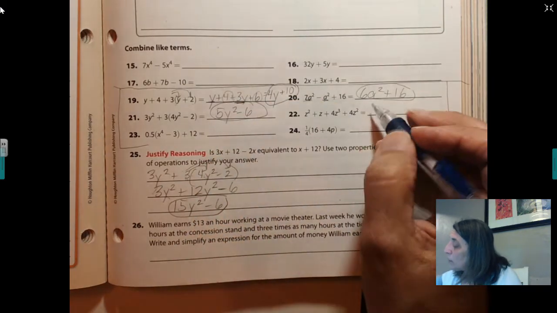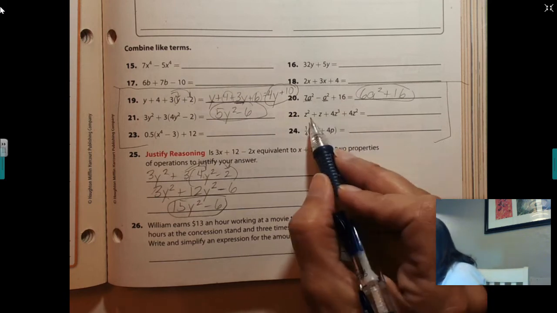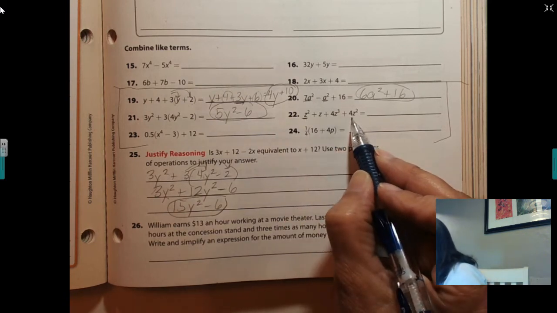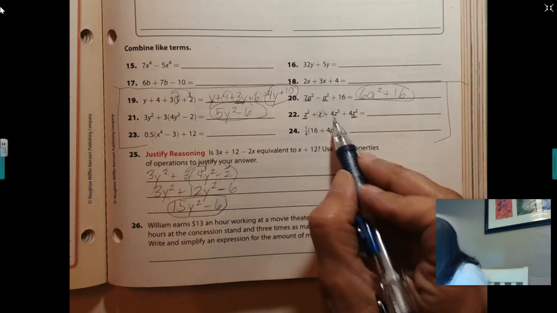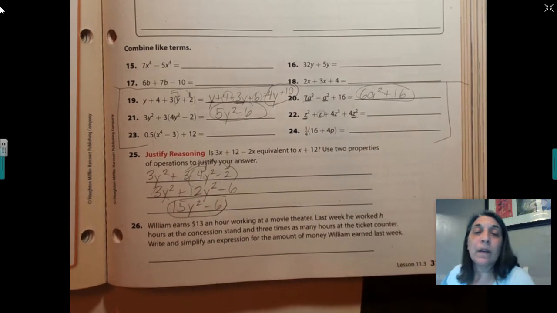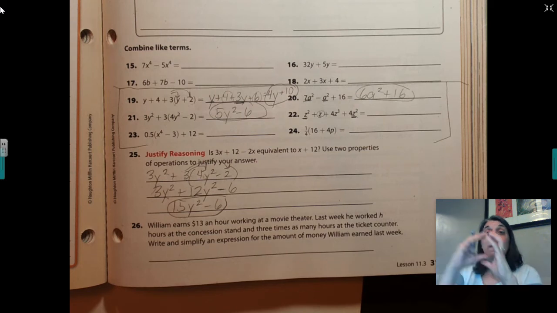Okay, this one doesn't have the distributive property, so I can work it. Let's see. That's z to the second power. This has z to the second power. That's z by itself, and that's z to the third. Woo! Okay. I'll start with my z squares. Actually, usually when you're combining like terms, you usually put the term, the variable with the largest exponent first, and then the next smallest exponent, and then the next smallest.